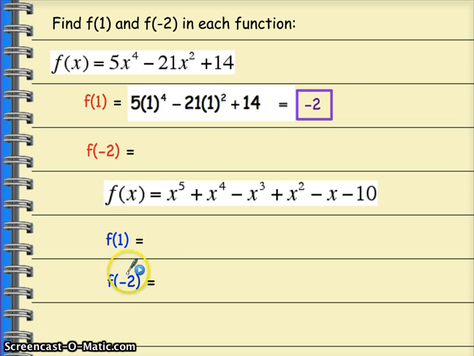Go ahead and try the other 3 that are on the screen right now. I'll pause the video now and fill in the numbers for you.